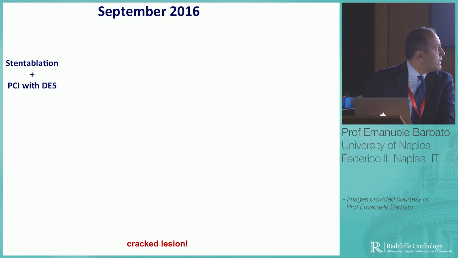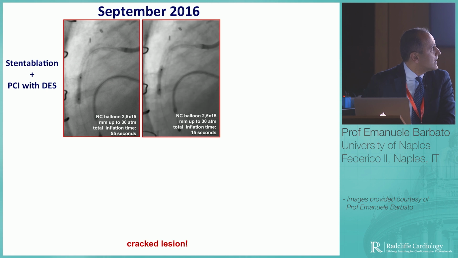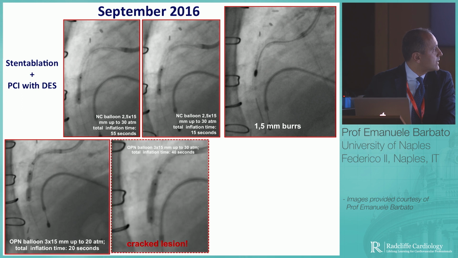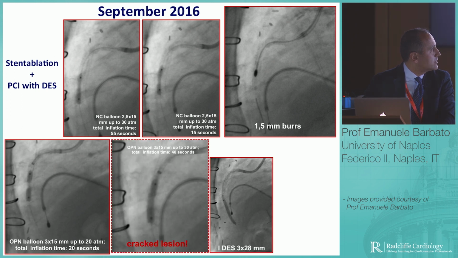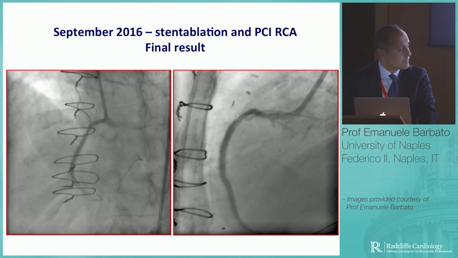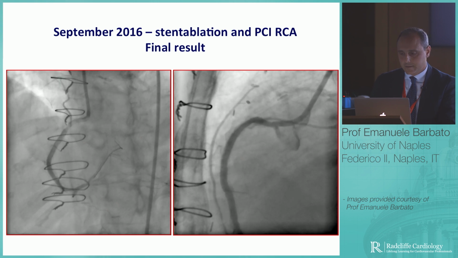We hoped we made it, but actually it was not the case. After the 1.25 millimeter burr, the non-compliant balloon dilatation was not yet able to open up this under-expanded segment. A 1.5 millimeter burr eventually made the job, cracked the lesion, with further balloon dilatation and this final angiographic result. So this was the case back in 2016.